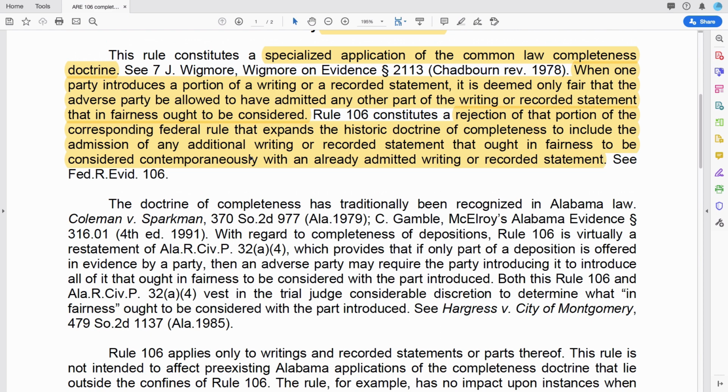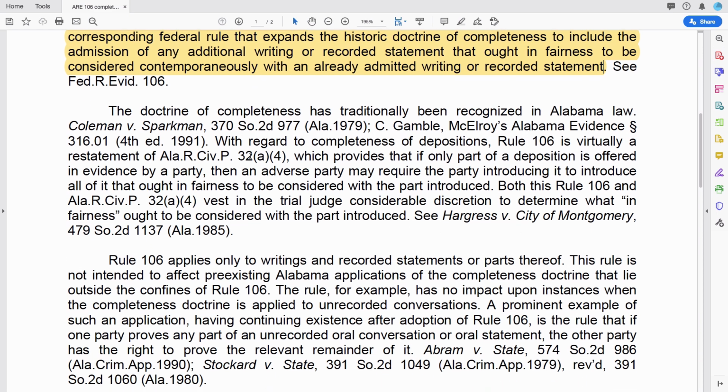Now, your state may be the same, may be different. That's why you have to look it up. And so this is saying it's traditionally been recognized in Alabama law. Here's a case from 1979 that says, we have long recognized this. And here's a specific application to depositions. It's basically the same as Alabama Rule of Civil Procedure 32A4, which provides that if only part of a deposition is offered, then the adverse party may require the party introducing it to introduce all of the deposition that should in fairness be considered with the part introduced.